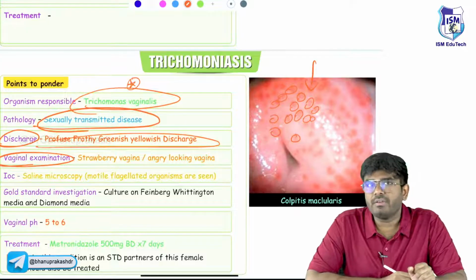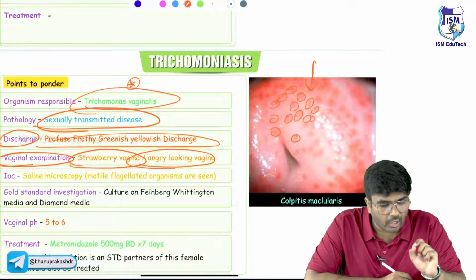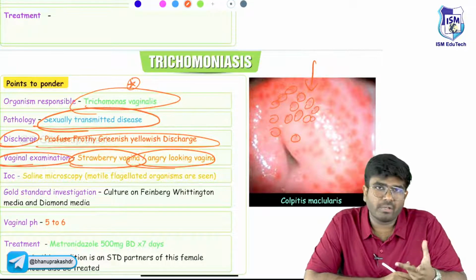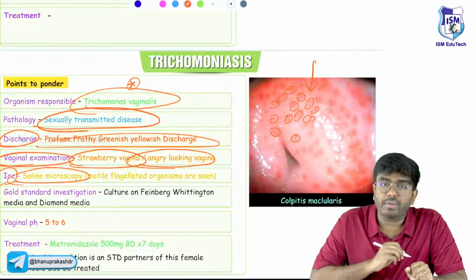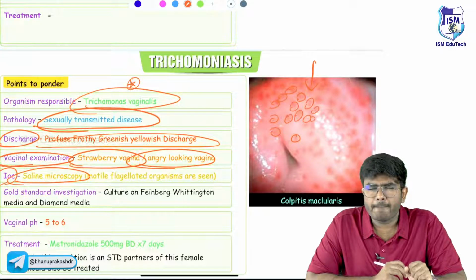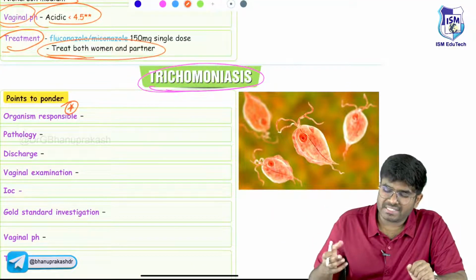If you do the examination, vagina, I have said you, it's going to be strawberry vagina or angry looking vagina. Okay, with lot of macules which is present over the cervix. So angry looking cervix, angry looking vagina, you can use the words. Investigation of choice. Again, same saline microscopy. If you do the saline microscopy, what you will see? You will see clue cells, or you will see hyphae and pseudo hyphae. No, what you will see is this flagellated organisms.